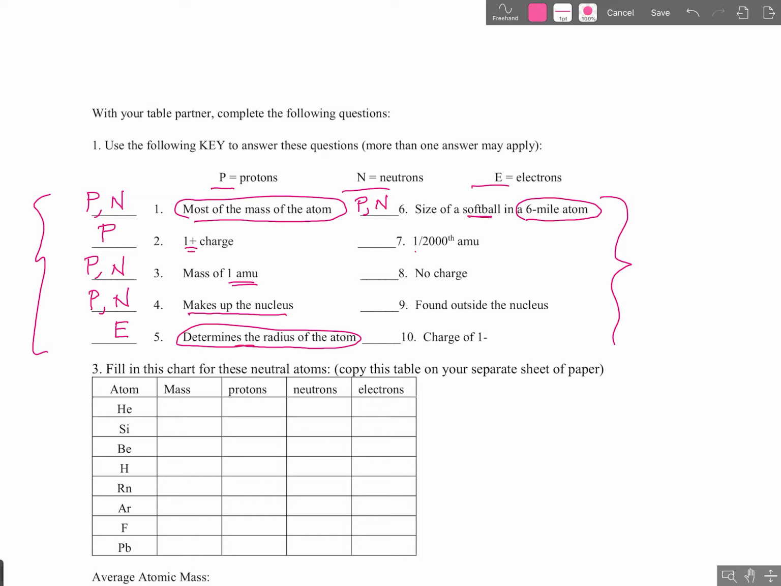Okay, we just talked about number 7 not too long ago. It's about 1/2000th of an atomic mass unit, and that would be the electron. Number 8, which of those have no charge? That's right, that would be the neutron. Number 9, found outside the nucleus. Yeah, that's the electron. And then finally a charge of -1. That's right, that would be the electron also.